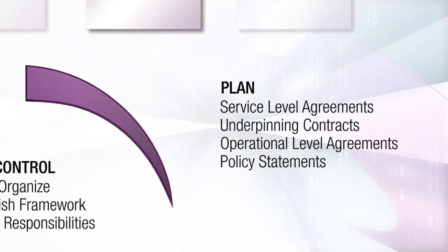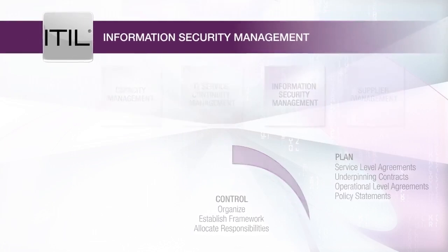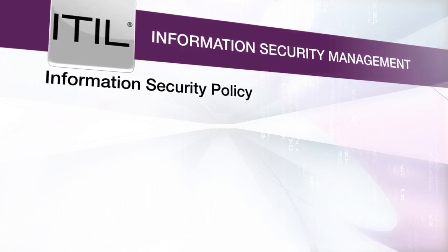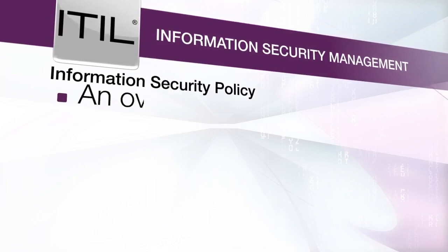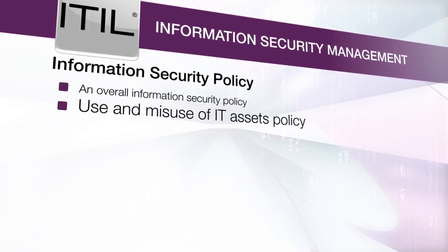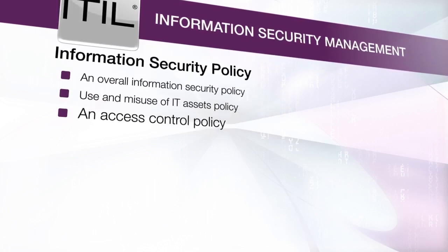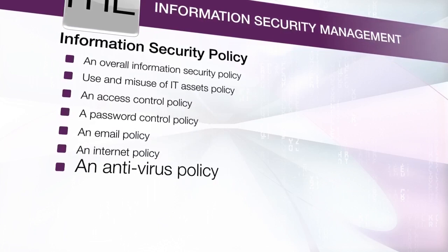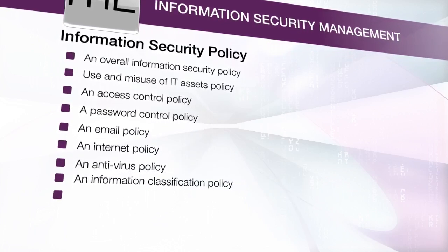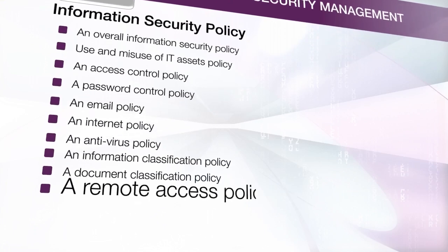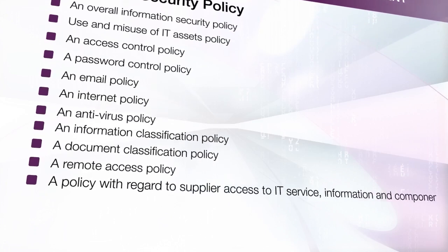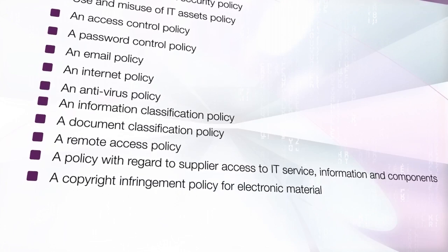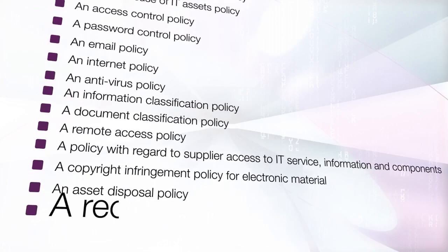The information security policy defines the organization's attitude and stance on security matters. The information security policy should cover all areas of security and be appropriate to meet the needs of the business. It should include an overall information security policy, use and misuse of IT assets policy, an access control policy, a password control policy, an email policy, an internet policy, an antivirus policy, an information classification policy, a document classification policy, a remote access policy, a policy with regard to supplier access to IT service, information and components. A copyright infringement policy for electronic material. An asset disposal policy. A records retention policy.